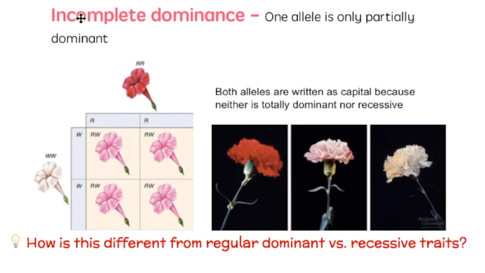I like to think about it as not completely dominant, but there are also no recessives. So they equally get mixed here. So go ahead, when you have a moment, answer, how is this different from regular dominant versus recessive traits? You can use eye color or peas as an example.